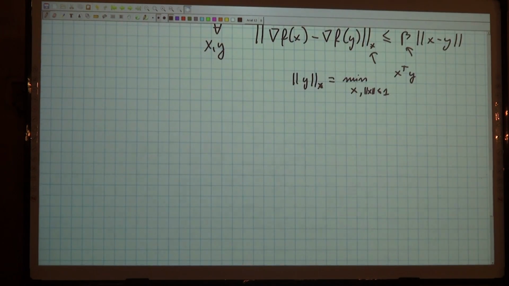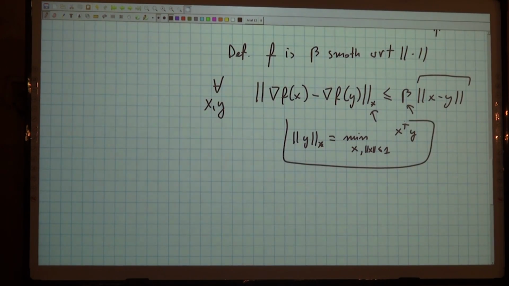And by the way, just a quick exercise, if you have not seen it before, you should do this yourself. What you can show is that if your norm is the L2 norm, then your dual norm is also the L2 norm. So L2 is pretty interesting because it is self-dual, and that's exactly why in the original smoothness definition we didn't have the distinction. We had the same norm on both sides because the dual norm is the norm itself.